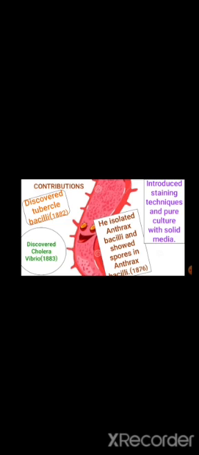He introduced staining techniques and pure culture with solid media. Stains are dyes that are used for coloring microorganisms. Staining helps us to visualize a microorganism clearly under a microscope. Okay, so what are Koch's postulates? Let's have a look. They are the evidence required to establish the etiological relationship between a microorganism and a disease.